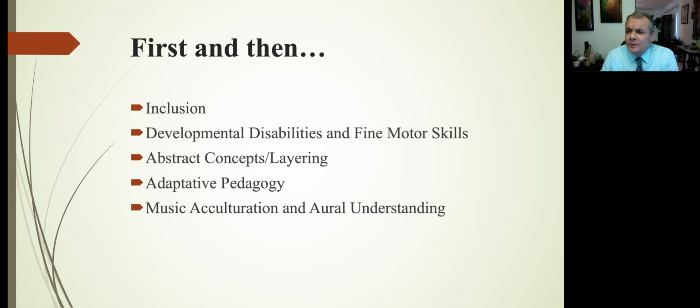So we need to give them a little bit more time in the process, and we need to break it down into more steps for them. For many of our students also, abstract concepts, things like metaphors and analogies, don't work really well. So we want to make sure that we say what we mean and mean what we say in very literal, specific, and step-by-step terms.